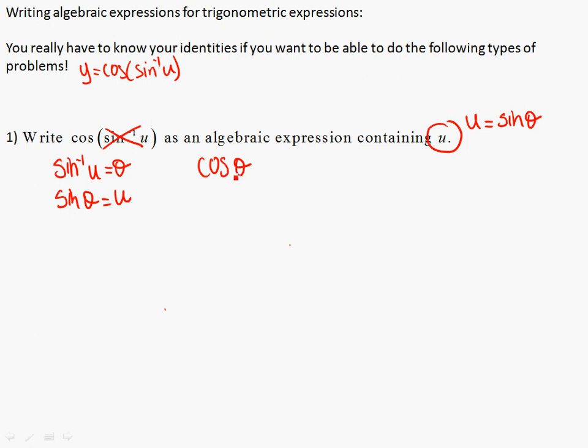So how can I go from having this as a cosine? How can I write this only in terms of sines? Okay, so what happens here is that I want to write everything in terms of the sine function only. So what relationship do we know between the cosine and the sine? What identity?